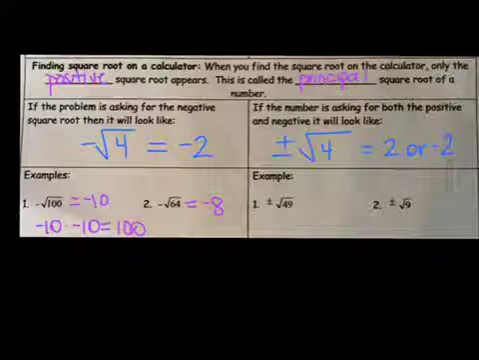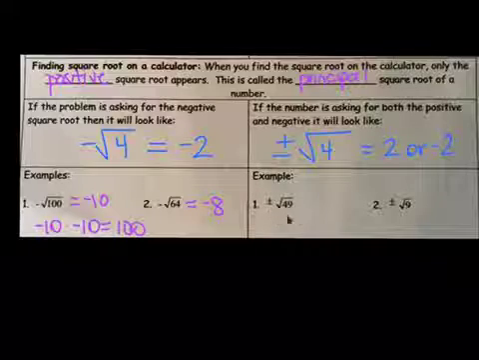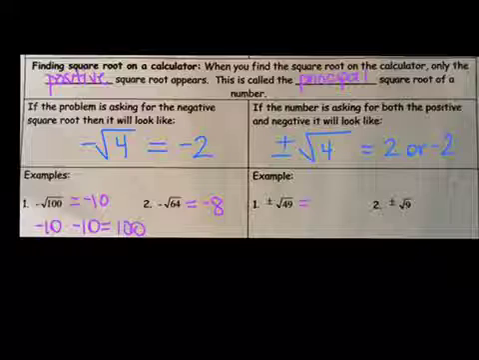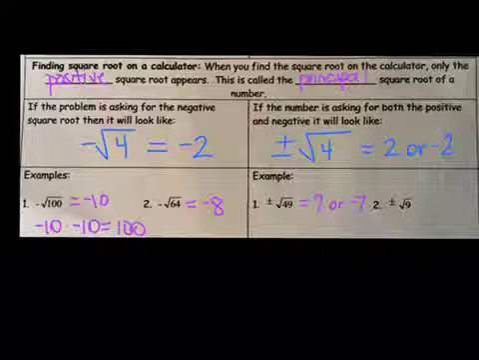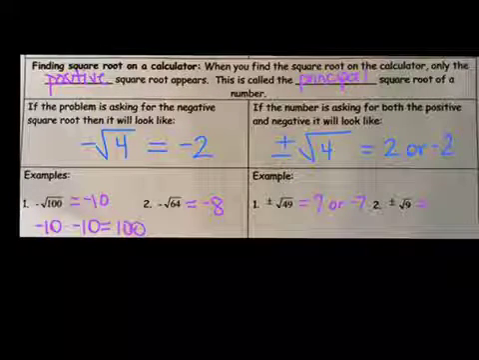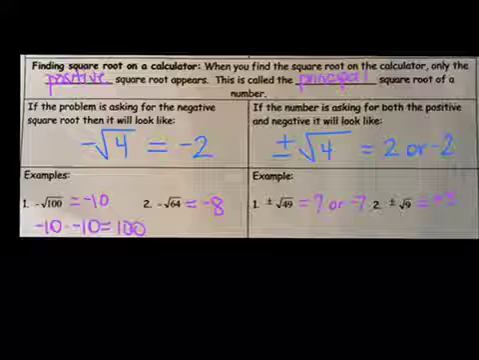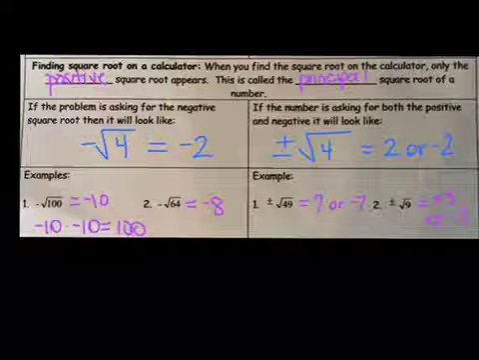And for these examples, we can see we're looking for both the positive and the negative roots. So the square root of 49 is 7 or negative 7. And the positive and negative square root of 9 is positive 3 or negative 3.